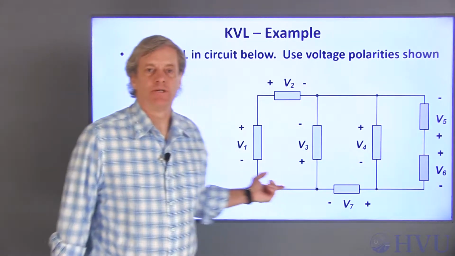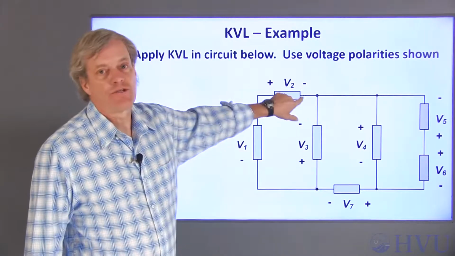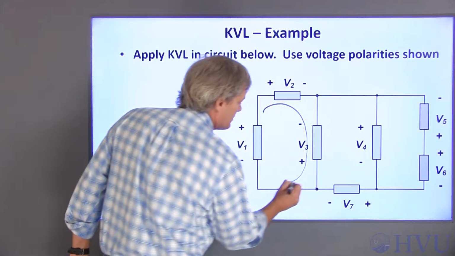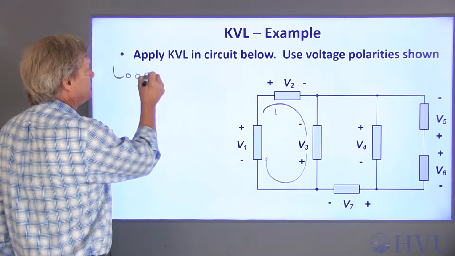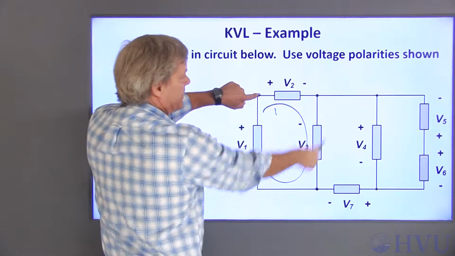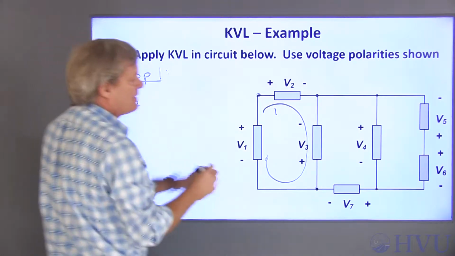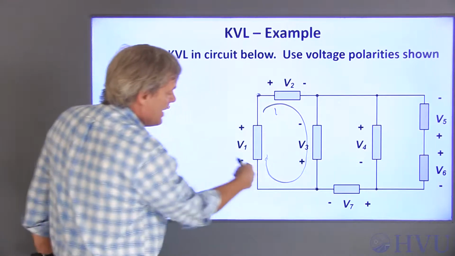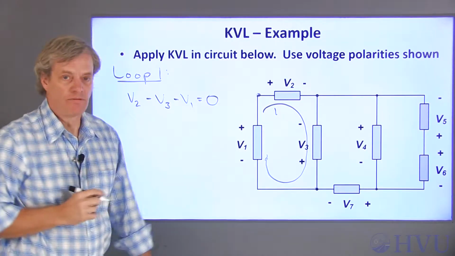Here's an example circuit. The voltages of all the circuit elements are shown, including their assumed polarities. I can choose any loop I want. For example, let's loop around this leftmost area here and call that loop 1. If I start up here and follow my arrow direction, I see a positive sign first on V2, so I'm going to add that. I see a negative sign first on V3, so I'm going to subtract that. And then I see a negative sign first on V1, so I'll subtract that.